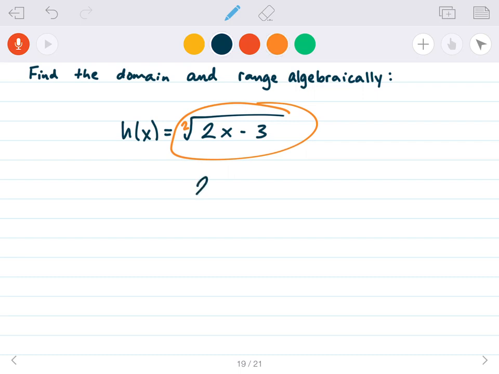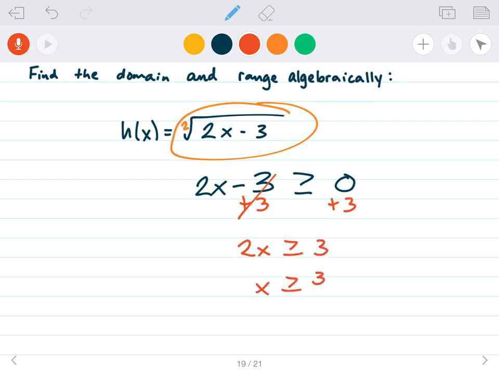Well, the restriction is that whatever's under the radical can't be negative. And how do we say that mathematically? Whatever is under the radical, which happens to be 2x minus 3, better be either equal to 0 or bigger than 0. That's how we say it. And then we just solve for x, okay? So how do we do it? Well, we can add 3 to both sides and divide by 2. So we get x is greater than or equal to 3/2.